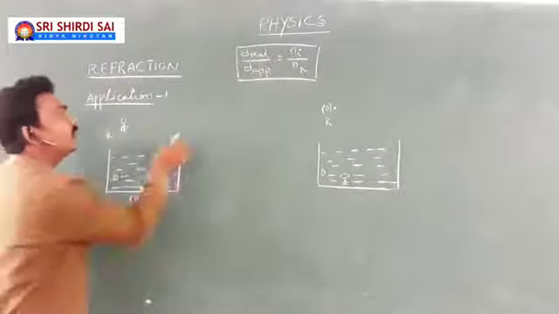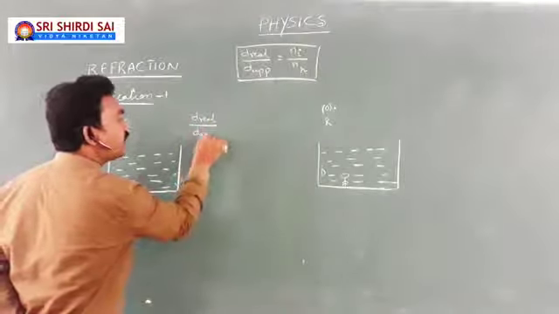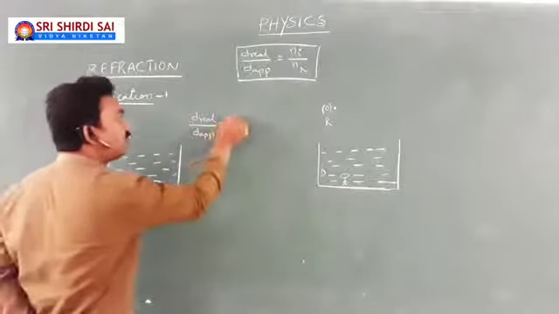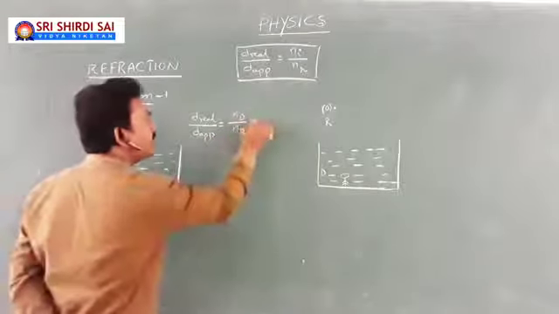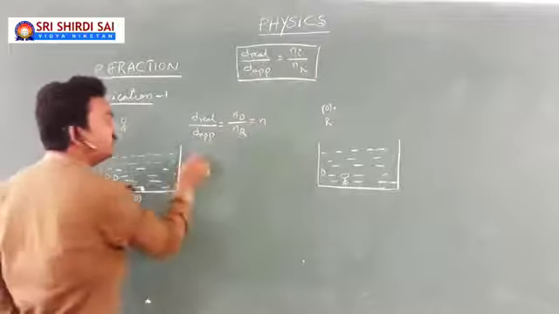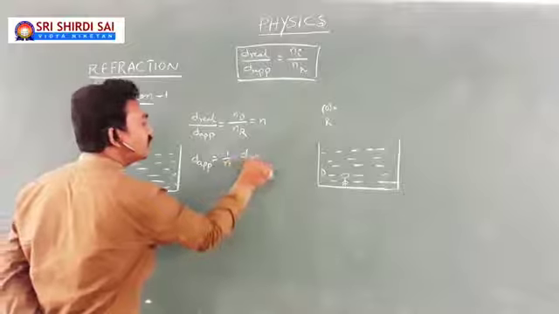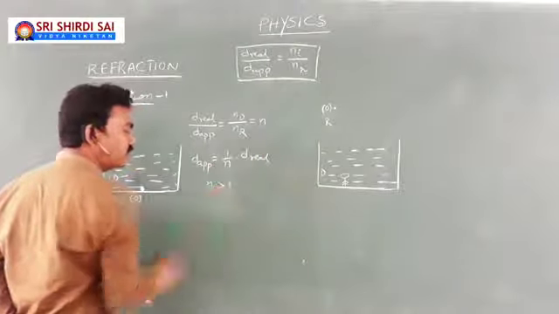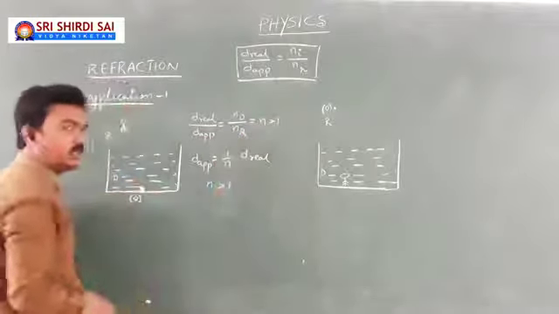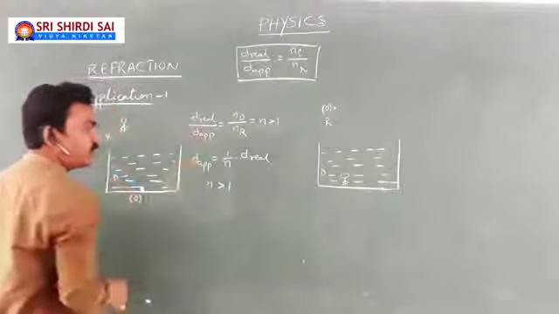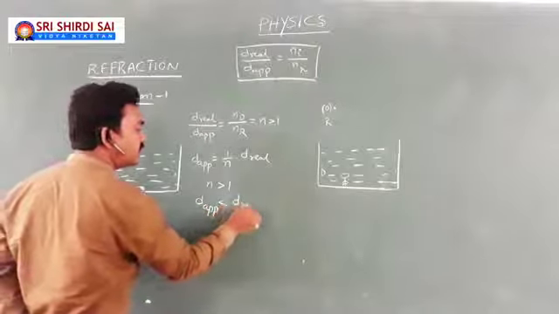Now once look at the first case. So the ratio of real distance to the apparent distance equals the refractive index of denser medium to the refractive index of rarer medium, which can be written as n, the common notation I told you. Then apparent distance equals 1 by n times the real distance. But you know n is always greater than 1. So the refractive index of denser medium with respect to rarer medium is always greater than 1 because numerator is greater than denominator. So the apparent distance will be less than the real distance in this particular case.